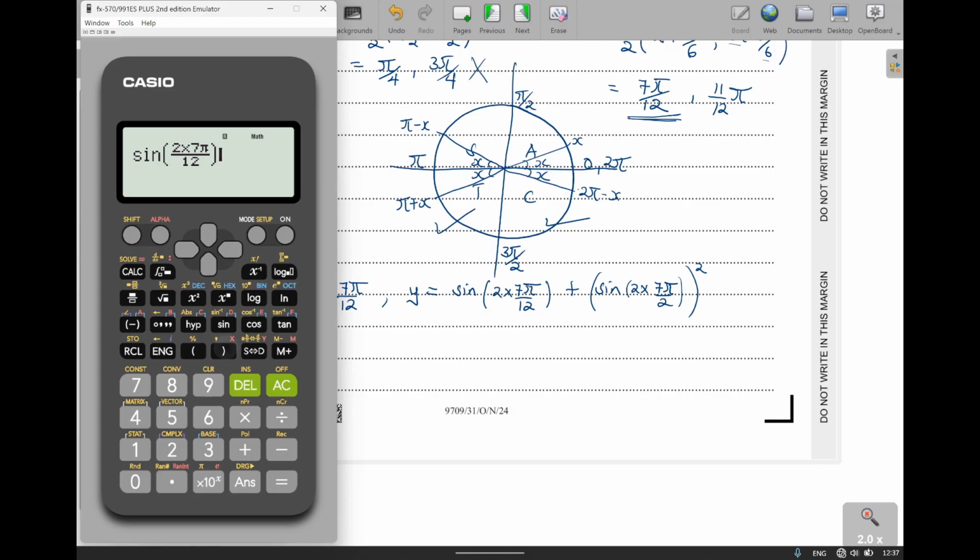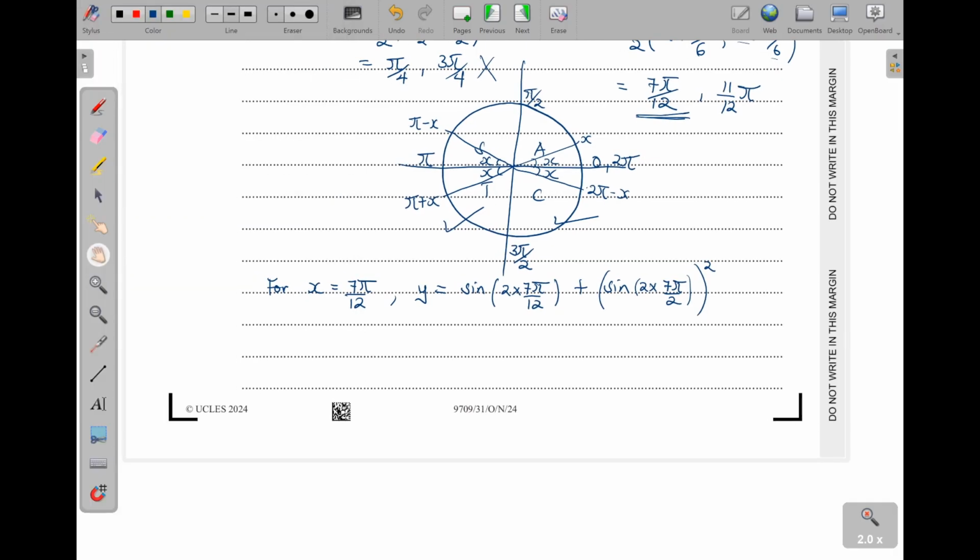This one gives us negative a half. So we have negative a half. Okay, here it is negative a half of pi. No. There is no pi, sorry. It's negative a half. And then plus, now that negative a half squared. So that is a quarter. Okay? A quarter. So negative a half plus a quarter, you get negative a quarter.